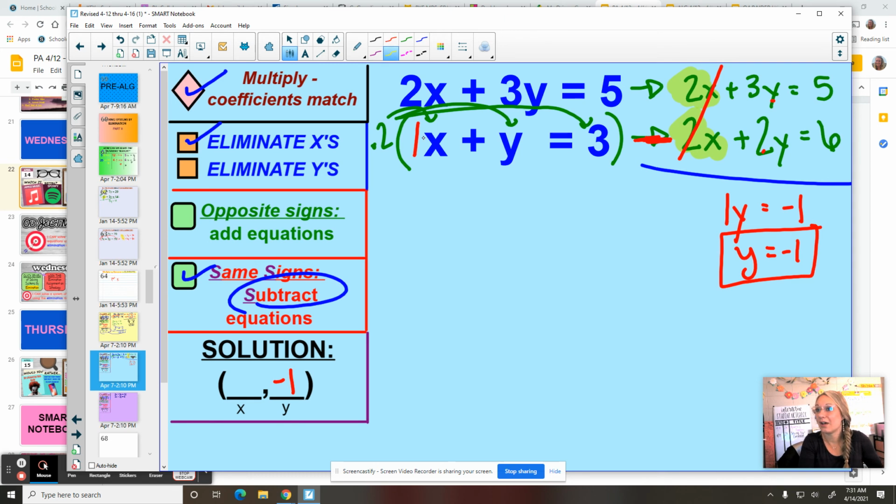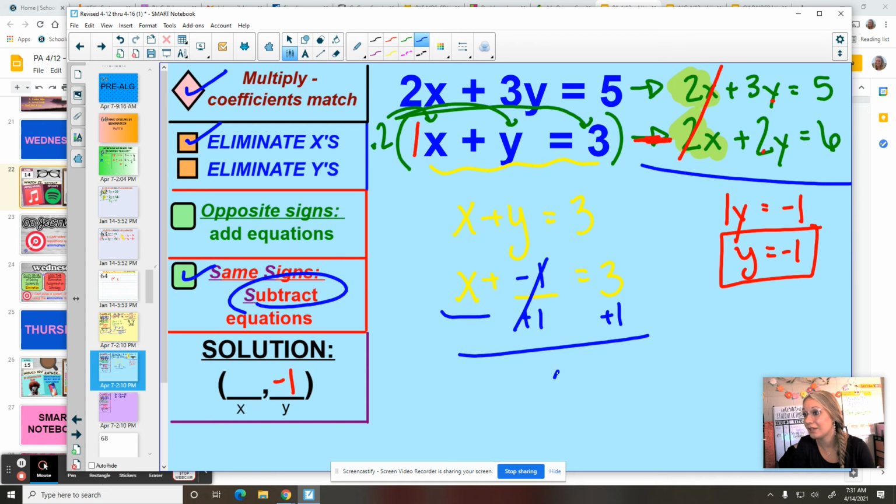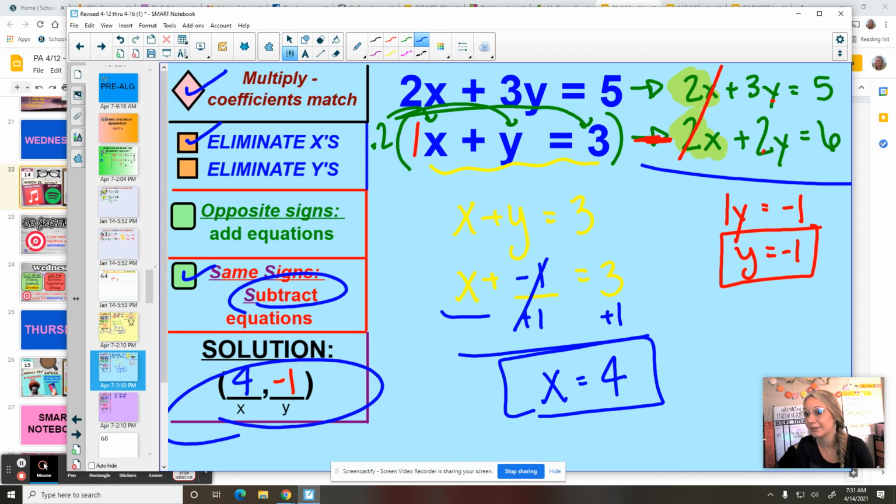Now, for us to solve for x, we can use either equation to do so. In my mind, this one looks easier. So all I have to do is rewrite it. Instead of y, I'm going to plug in this negative 1. And instead of a minus 1, to solve for x, we're going to do the inverse, which means that we'll add it to the other side. And when we do that, 3 plus 1 is equal to 4.